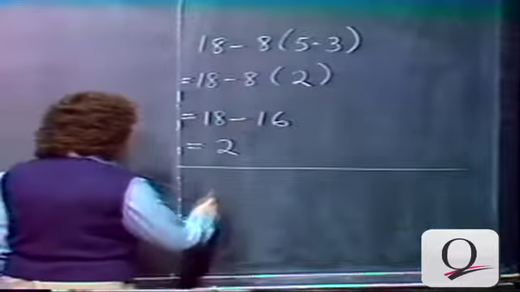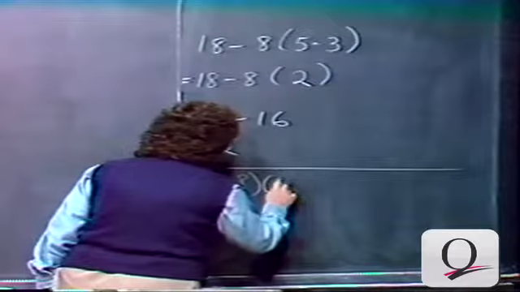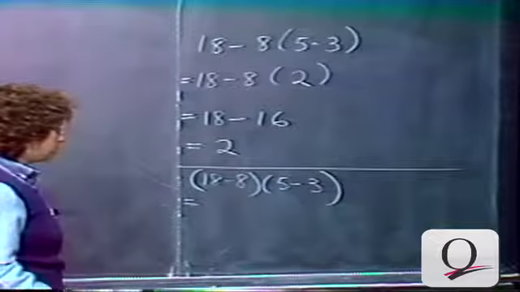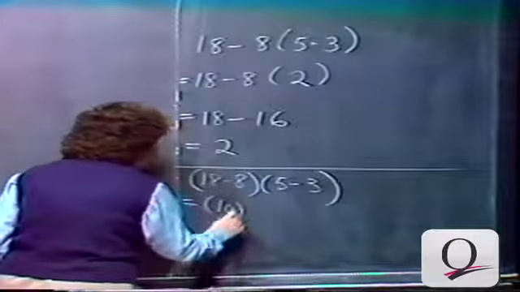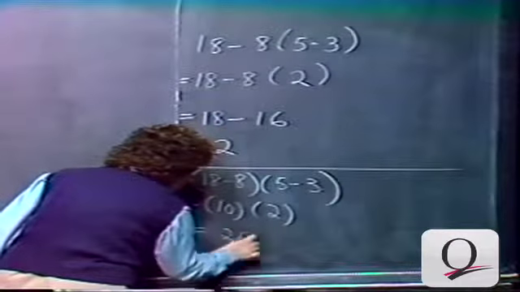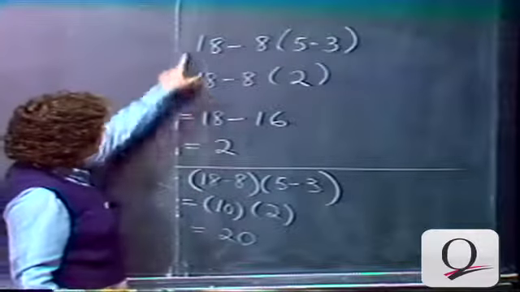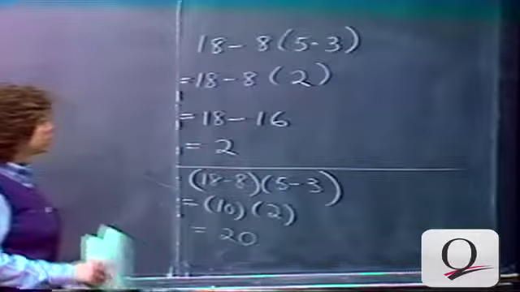Of course, if the problem had been 18 minus 8 in parentheses times 5 minus 3, then we would first simplify what's in the grouping symbols. That would give us this subtraction, giving a result of 10, times this difference of 2, and that would give us 20. But without the extra pair of parentheses, this multiplication is performed before the subtraction.